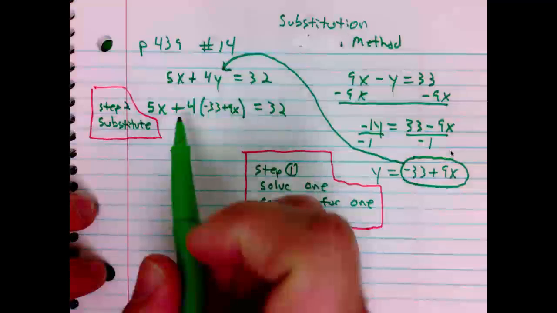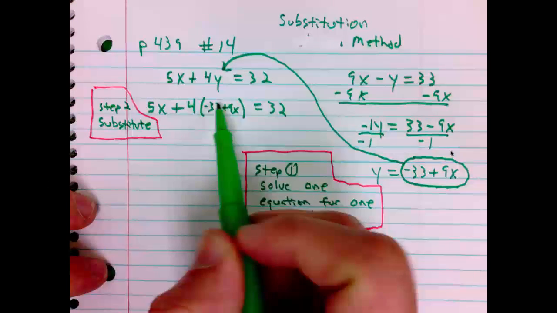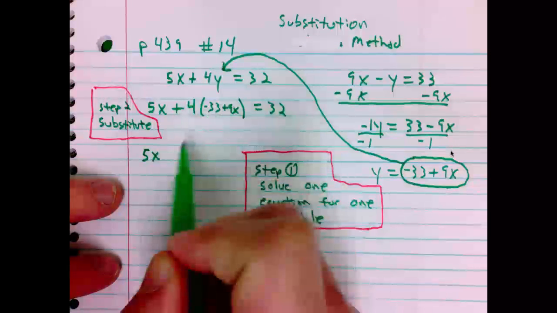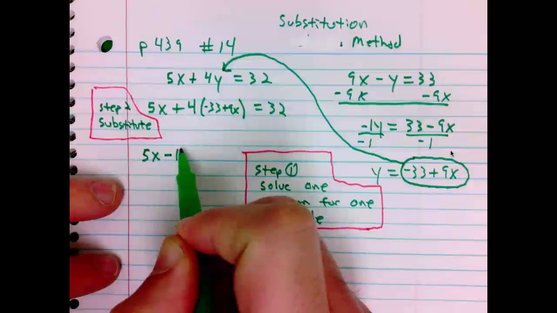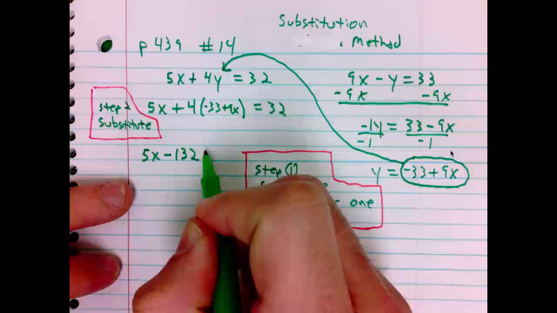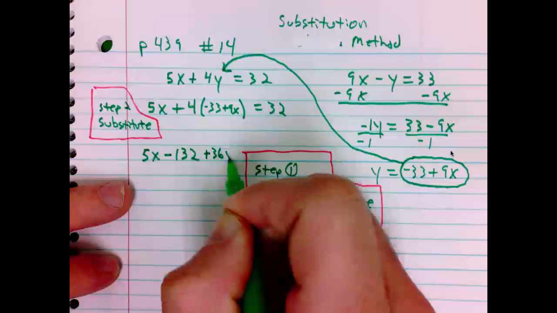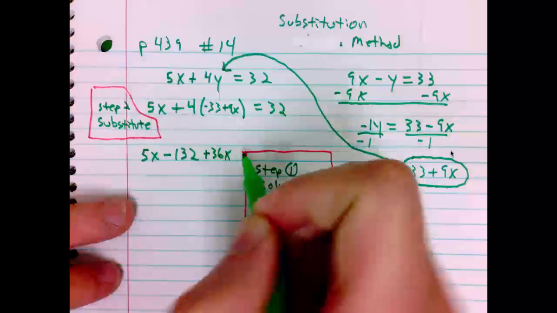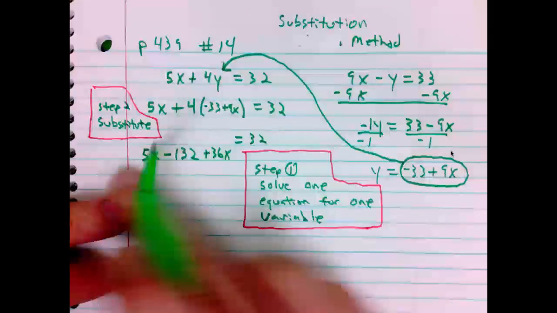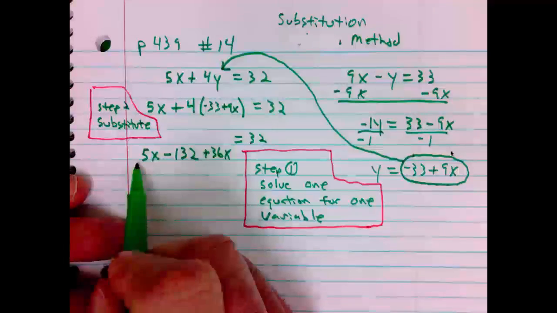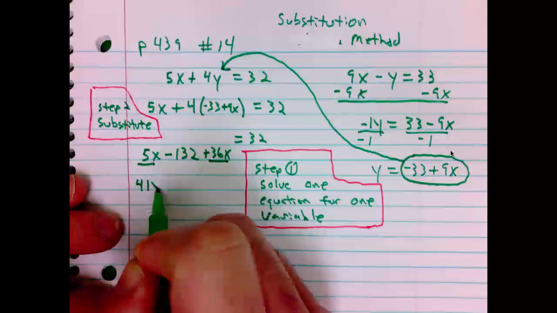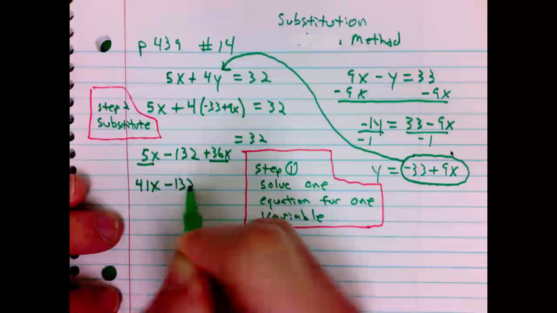Alright, now we're going to solve. Distributing this 4 through the parentheses yields 5x remains the same. 4 times negative 33 will be a negative 132. Subtract 132. 4 times 9x is a 36x. This will all equal 32. So this statement now becomes this one. Now I'll combine like terms. 5x and 36x are my like terms. That becomes 41x. Subtract 132 equals 32.